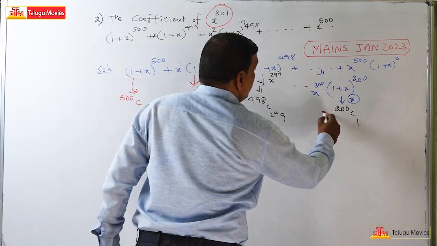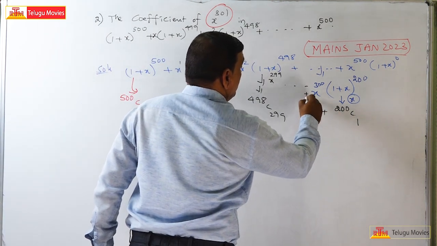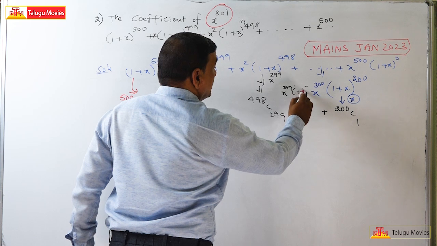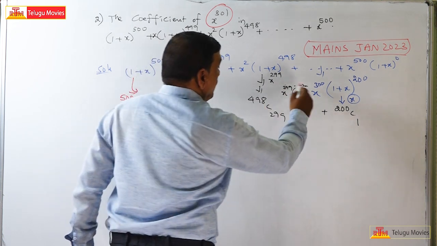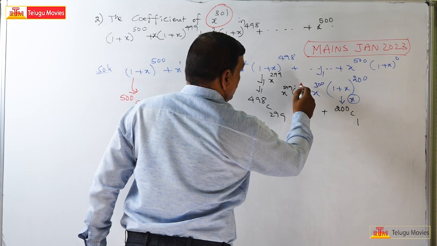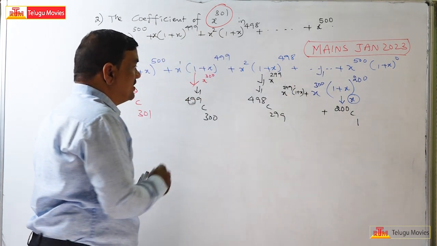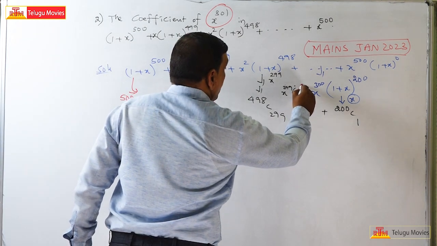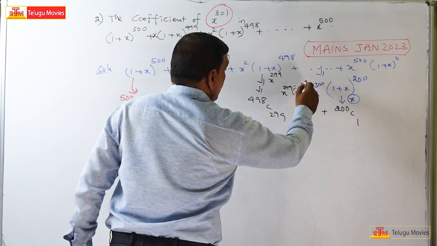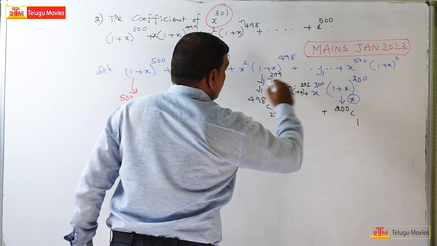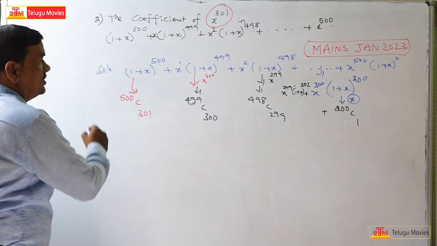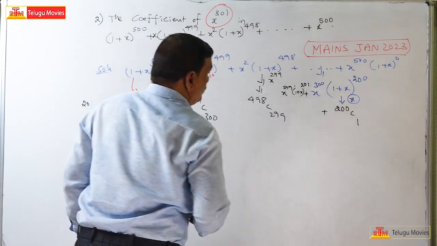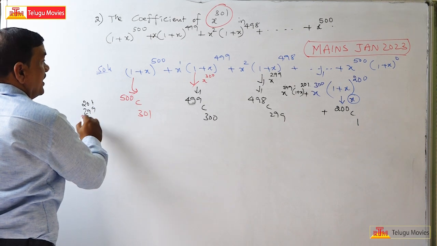Previous term, what should be there? Here x to the power of 299 into (1 + x) whole square, and the power of (1 + x) should make the total 500, so 201. So 201, 299.